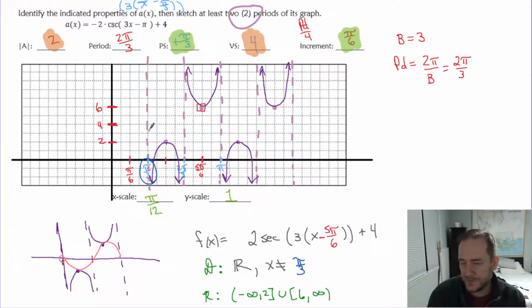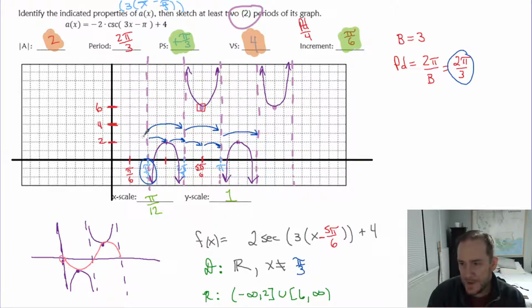Then I'm going to notice that all of these asymptotes are spaced out equally, and they're all spaced by the same increment. The increment walked me from here to here to here to here. We're walking by half of a period, and it's always going to be that. So looking back up here, our period was 2 pi over 3. So half of that would be pi over 3.